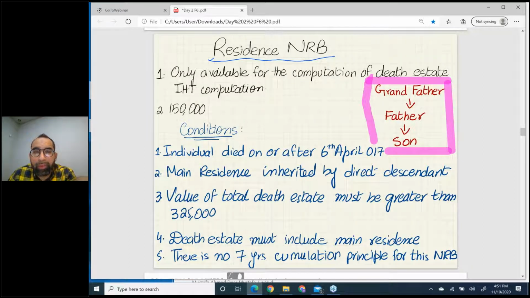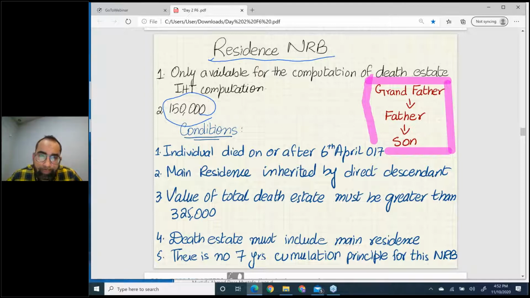Now, I've written almost all points here. Residence NRB is only available for the computation of death estate IHT. It is not available for PET and CLT calculation. Forget it. It is only available for the calculation of death estate. Keep it in your mind. Very important points, these are easy marks. Number two, the amount of residence NRB is 150,000 per person.